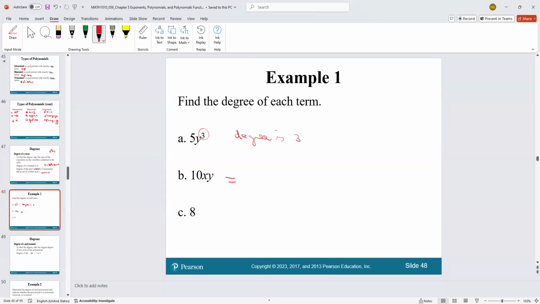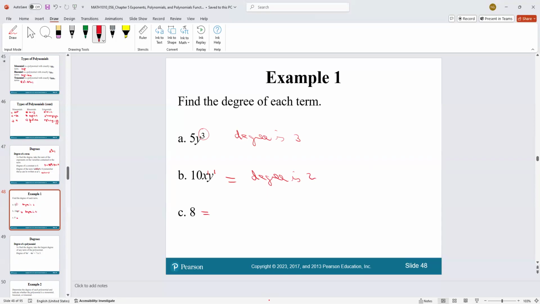Now, how about here? Don't count the 10, because the 10 is a coefficient. You need to take x to the power 1, y to the power 1, that makes it 2. So the degree, the sum of the exponents, is 2. The degree is 2 because we add the sum of the exponents.